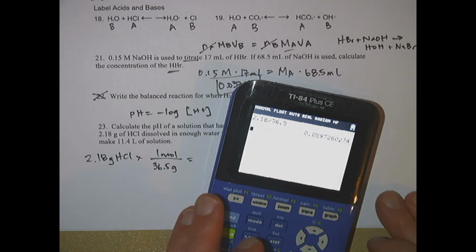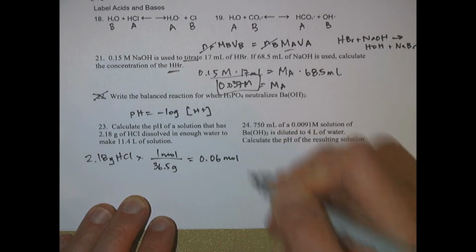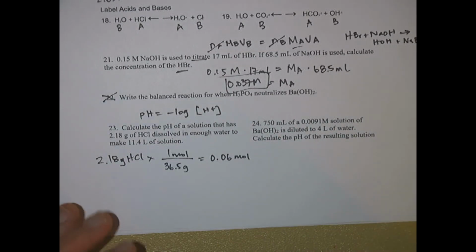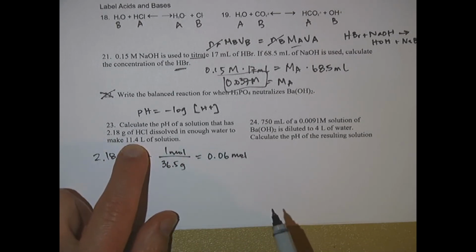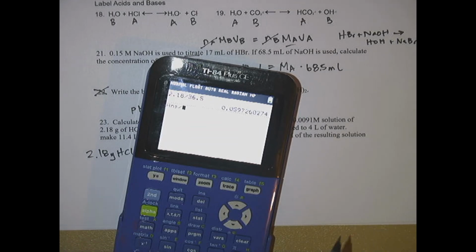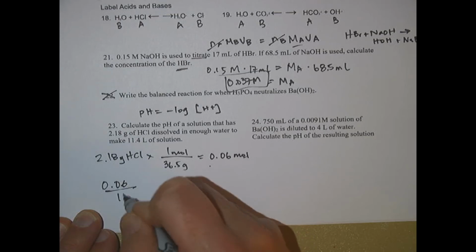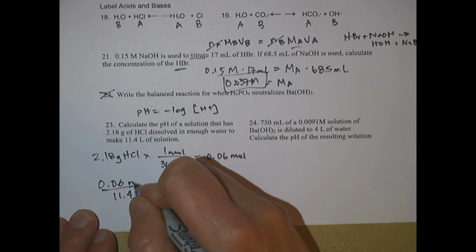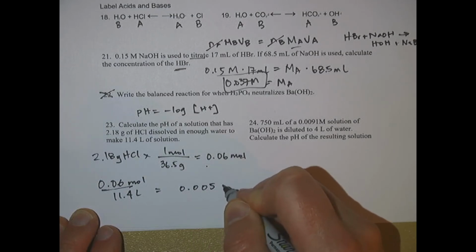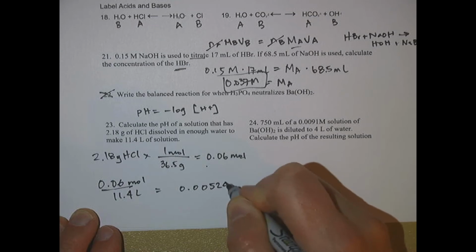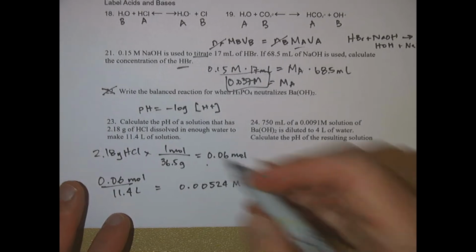You divide by 36.5 and end up with 0.06, we'll call it, moles. And remember, concentration is moles per liter. So we get the moles, we had the liters in the problem, so just divide this number by 11.4. And that gives you 0.00524 molar. And that's the molarity of the HCl.